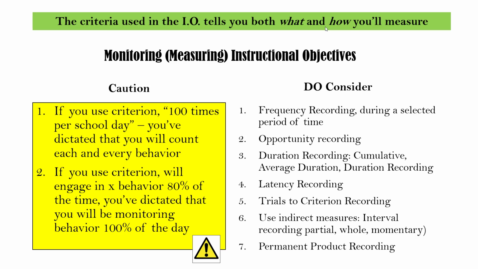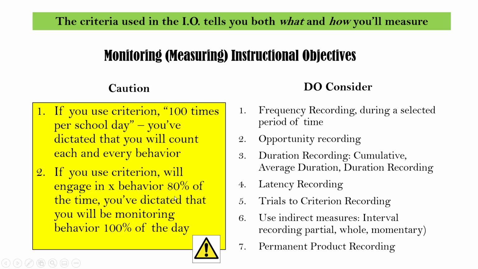So make sure that whatever you're measuring is practical for you to measure. If you use a criterion such as 100 times per school day, then you've told us that you are using a continuous measurement system and you're observing the whole school day. So you need to make sure that it's practical for you to do that. If you use a criterion, the person will engage in some sort of behavior 80% of the time, you've indicated that you're monitoring that behavior 100% of the day. So be careful with your criterion.